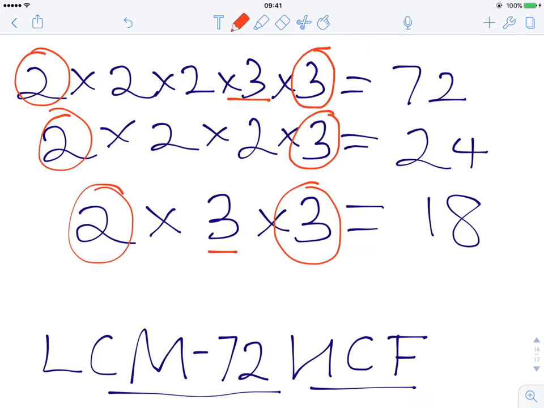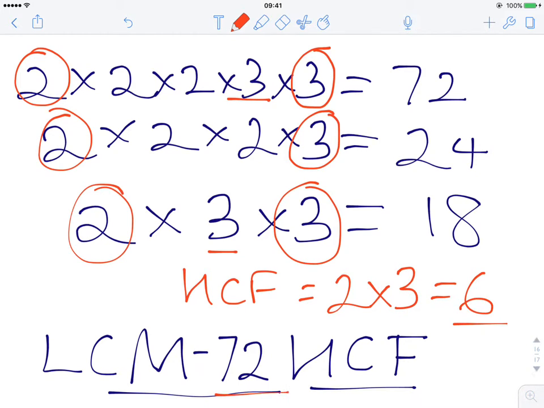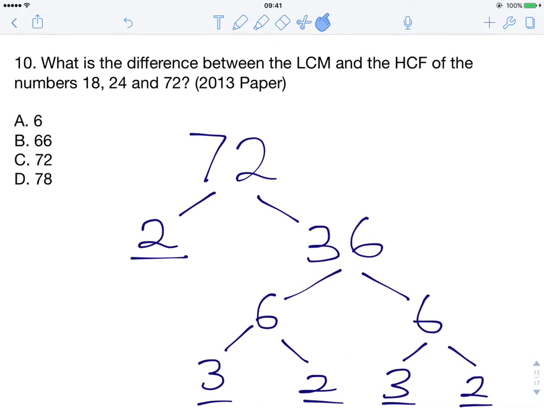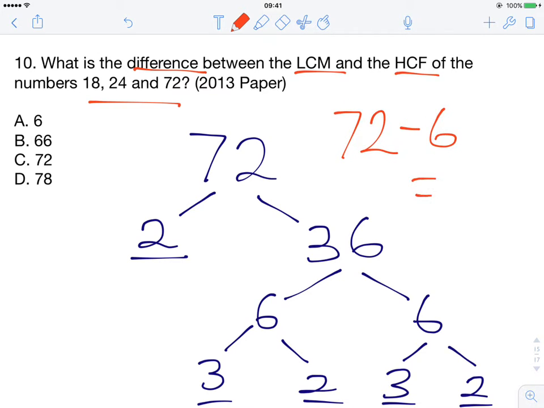So that means that the highest common factor of 72, 24, and 18 is 2 times 3, which is 6. So we have the lowest common multiple is 72, the highest common factor is 6, and the question asked us what is the difference between the lowest common multiple and the highest common factor of these numbers. So the difference is 72 take away 6, which is 66. The answer is 66, which is option B.